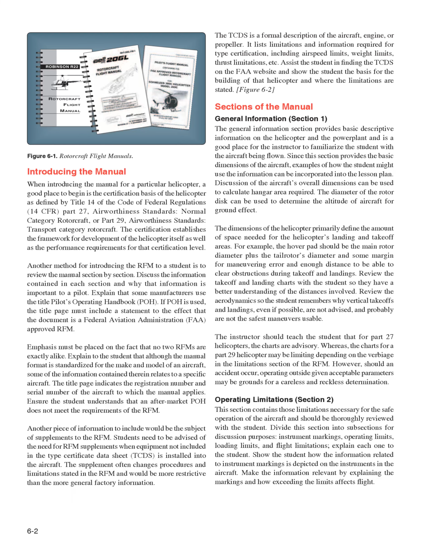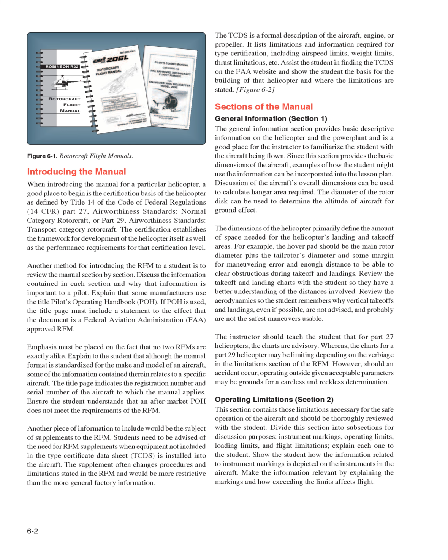When introducing the manual for a particular helicopter, a good place to begin is the certification basis of the helicopter as defined by Title 14 of the Code of Federal Regulations, 14 CFR, Part 27, Airworthiness Standards, Normal Category Rotorcraft, or Part 29, Airworthiness Standards, Transport Category Rotorcraft. The certification establishes the framework for development of the helicopter itself as well as the performance requirements for that certification level. Another method for introducing the RFM to a student is to review the manual section by section. Discuss the information contained in each section and why that information is important to a pilot.